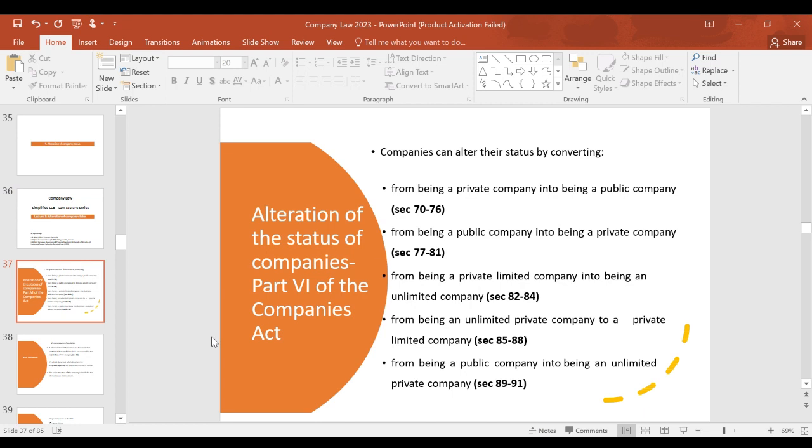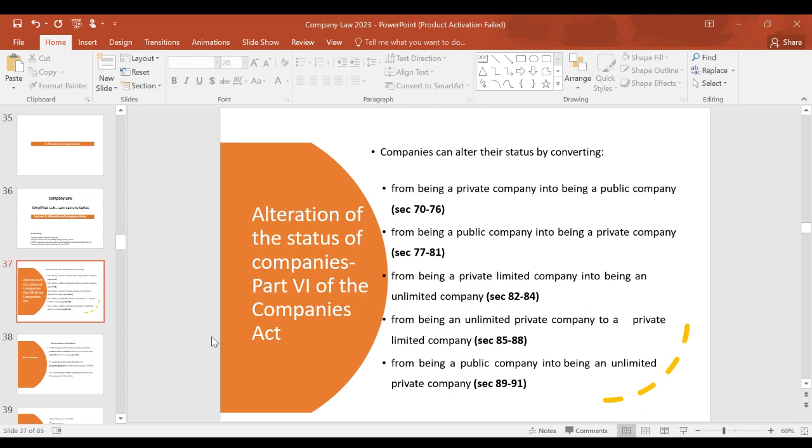Also, we have the change of public company into the private company, and that is covered under Section 77 to Section 81 of the Companies Act. If this happens now, a public company which could have been freely accessible with regards to investment by the shareholders, freely transferable of their shares, will now be limited to a private company, which we already discussed.